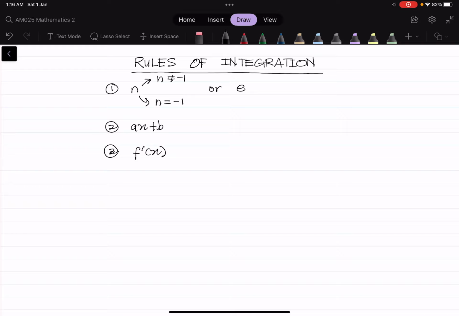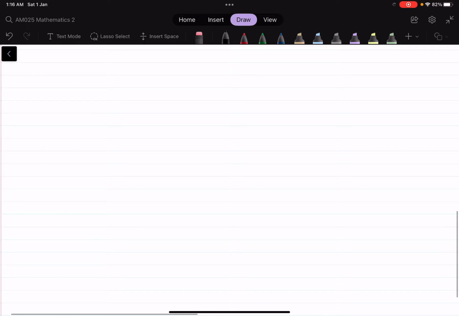Alright, let's take a look at the first one. Check the power. If the power is not equal to -1, the first rule: if we integrate x to the power of n with respect to x, then we can simply integrate it as x to the power of n plus 1, over n plus 1, plus c.